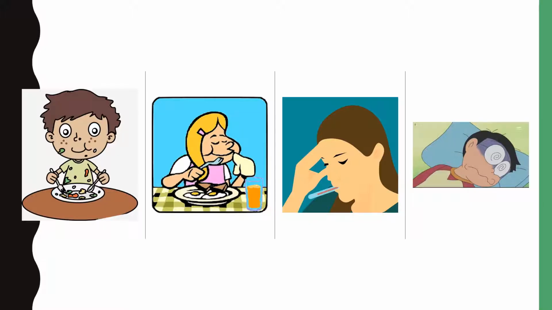Now describe the first picture to the right. This male is sick and the female is sick as well. Next to it, this female is hungry and this guy is hungry as well. Describe all these 4 pictures. Stop the video right now.